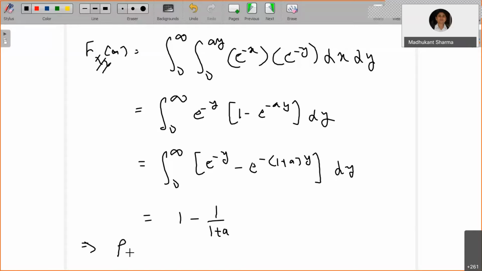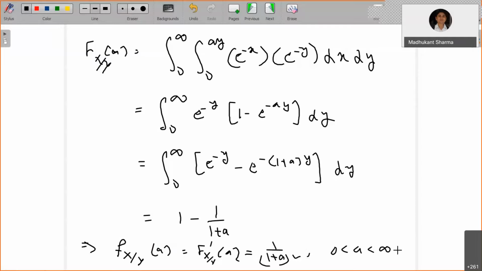So the density function f_{X/Y}(a) is nothing but F_{X/Y}'(a) for a greater than 0. That derivative is 1 upon (1 plus a) whole square, whenever 0 is less than a less than infinity, otherwise it is 0. So this is how you will find the density function for X by Y. It is given that X and Y are independent in this case.